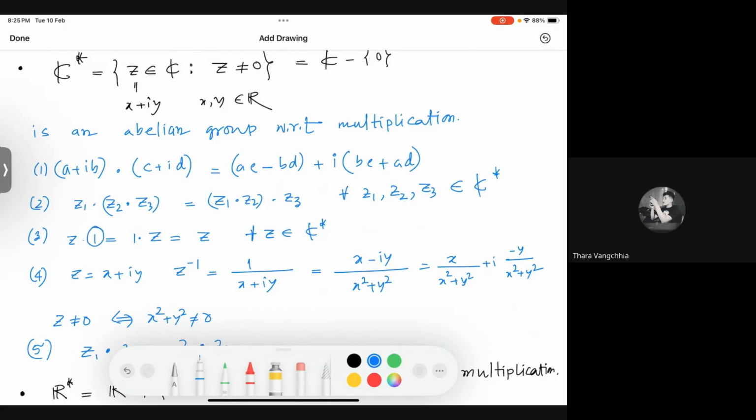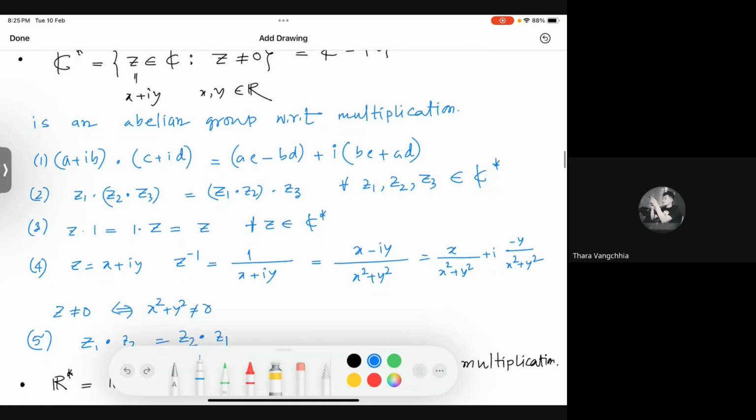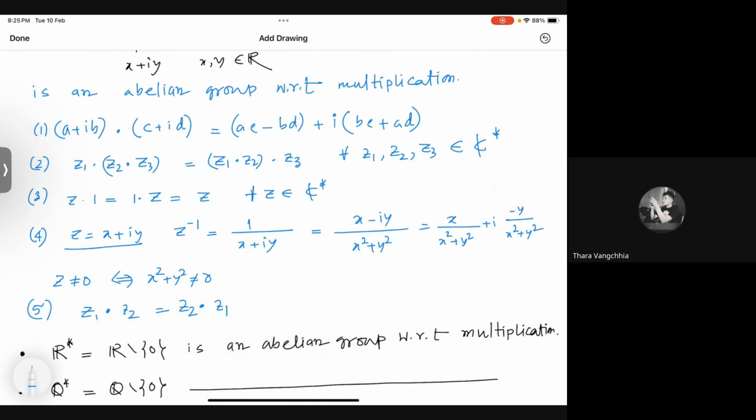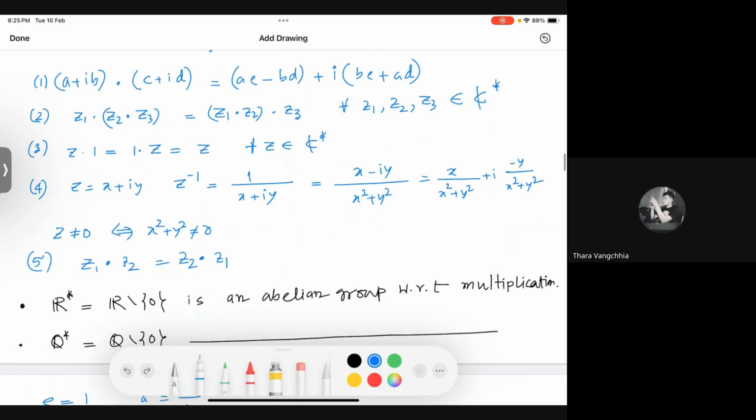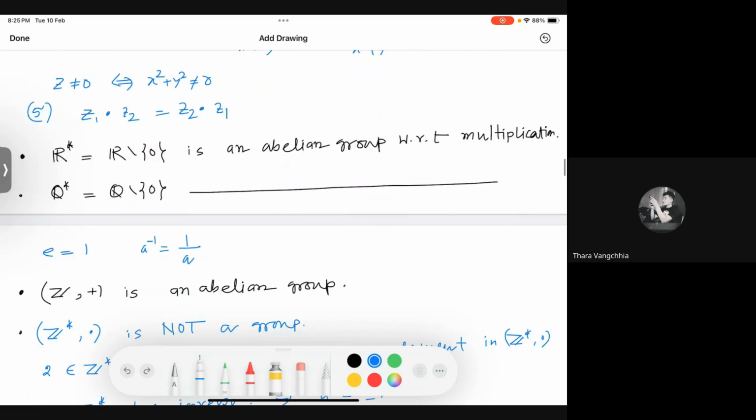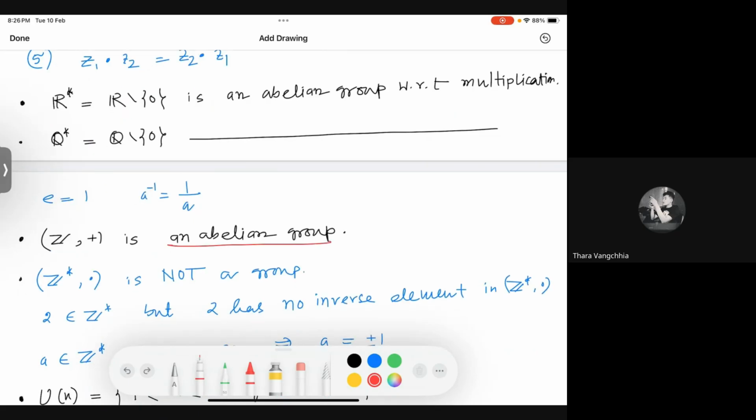One is the identity element, and since Z is not equal to 0, Z inverse is this element. So the inverse of Z is this. So this is also an abelian group. And R star and Q star with respect to multiplication are also abelian groups. Z plus is an abelian group.